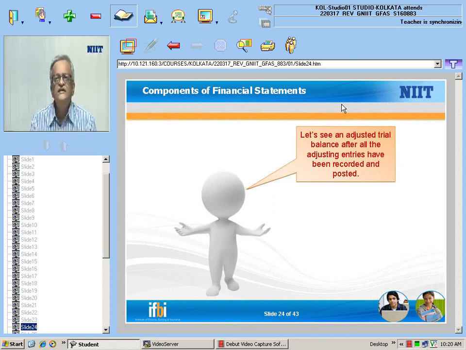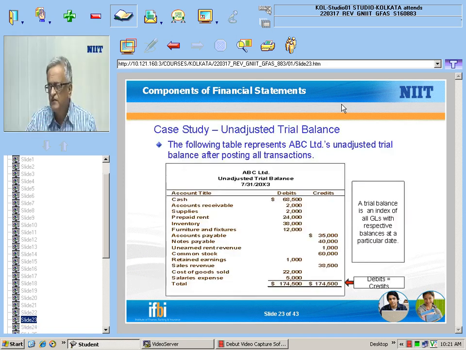Now let us see an adjusted trial balance after all adjusting entries have been recorded and posted. Before that, I will again show you the unadjusted trial balance so that you will be able to compare.